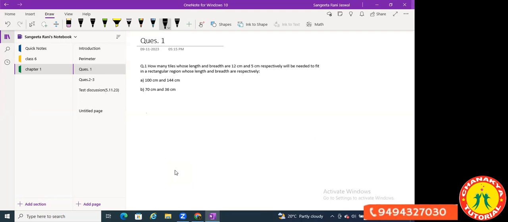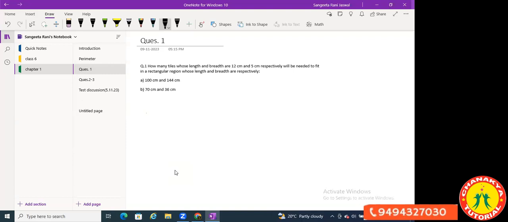How many tiles? Read the question. How many tiles whose length and breadth are 12 centimeter and 5 centimeter respectively will be needed to fit in a rectangular region whose length and breadth are given? That means it's asking the number of tiles. So when you need to find the number of tiles, what do you do? You find the area of the complete region and you multiply with area of one tile. Is it? This is what you do.